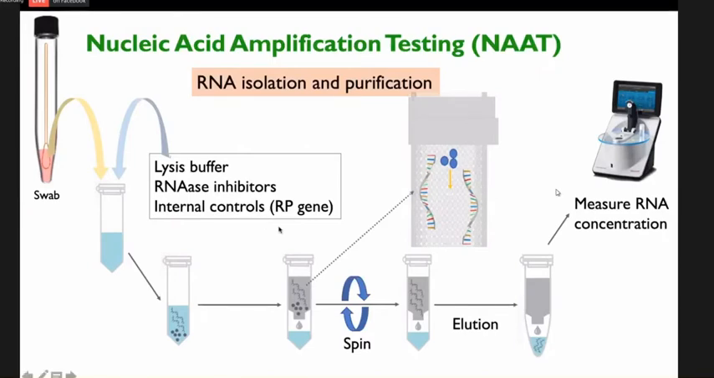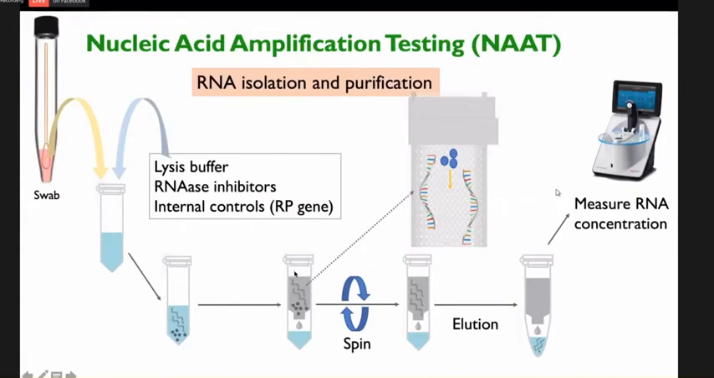To extract the viral RNA, the sample is first mixed with the lysis buffer, which is highly denaturing in nature and usually consists of phenol and guanidine thiocyanate that degrade the viral protein core and release the RNA into the solution. The lysis buffer also contains RNase inhibitors to inhibit the degradation of viral RNA. At this point, we can also add various internal controls like the RP gene to ensure the quality of RNA extraction. Once the sample is lysed, the purification procedure is carried out using a spin column.